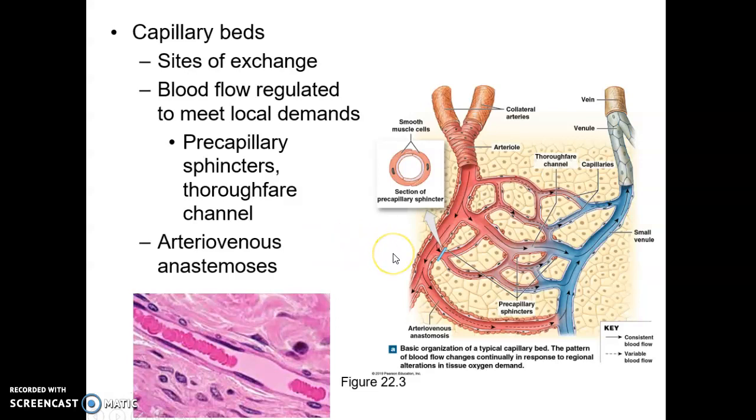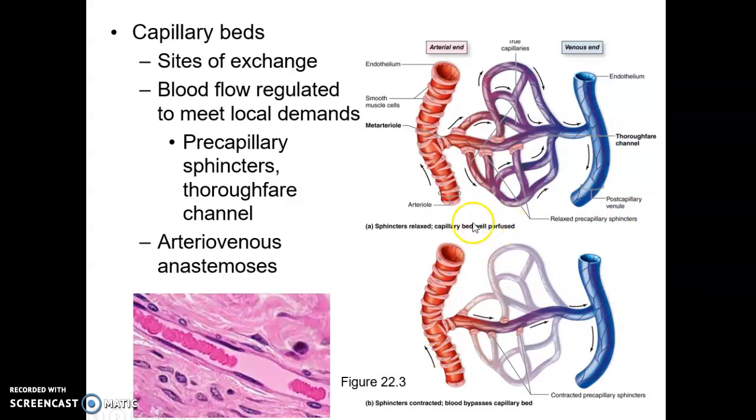Okay? There's also arteriovenous anastomoses, and these are just additional blood vessels that you would find in tissues and associated with capillary beds to help ensure that there's blood flow to a region if there happens to be, say, a blockage. So an anastomosis is an additional, kind of redundant, blood vessel.